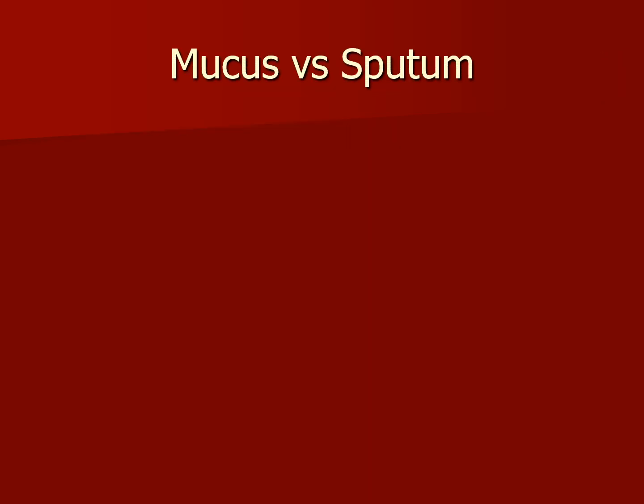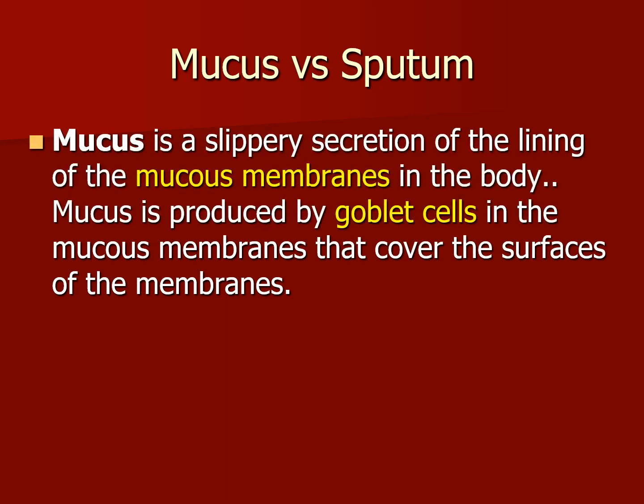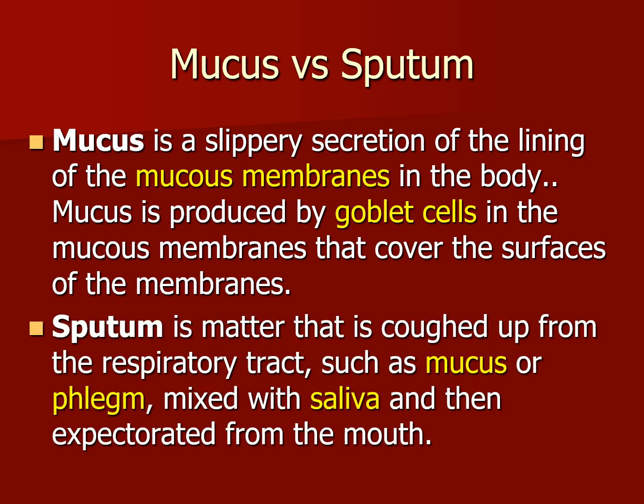So what's the difference between mucus and sputum? So you're going to see these two different terms out there. Mucus is a slippery secretion of the lining of the mucous membranes of the body, just in general. It's produced by goblet cells that cover the surface of the membranes. Pretty straightforward. You've seen my drawing of goblet cells.